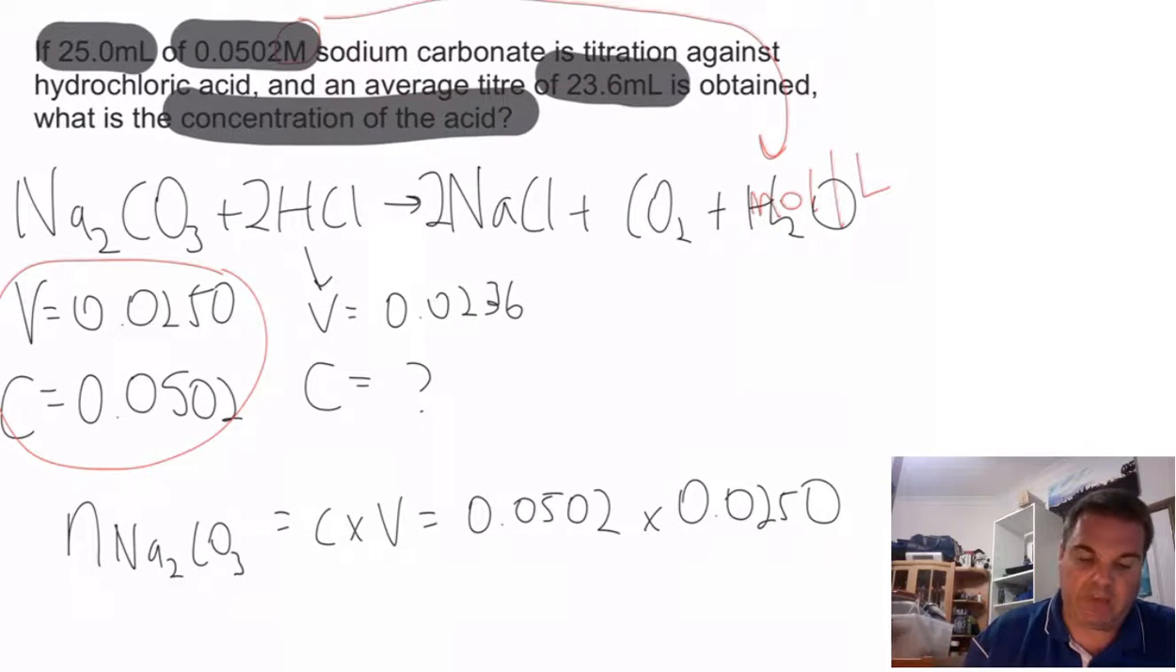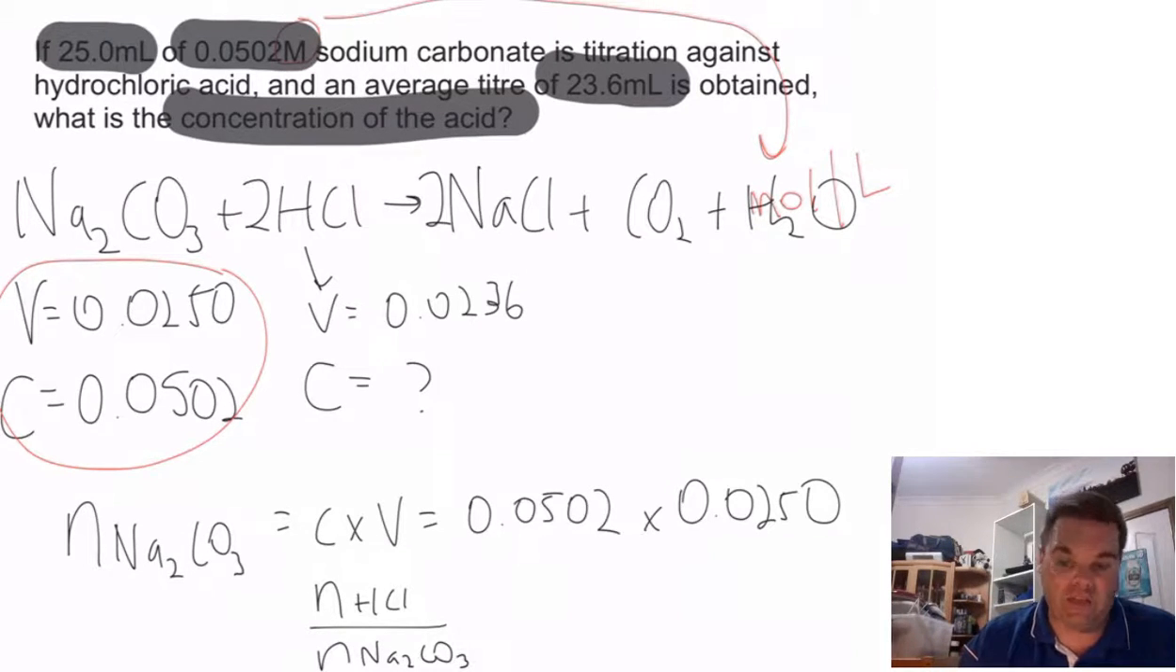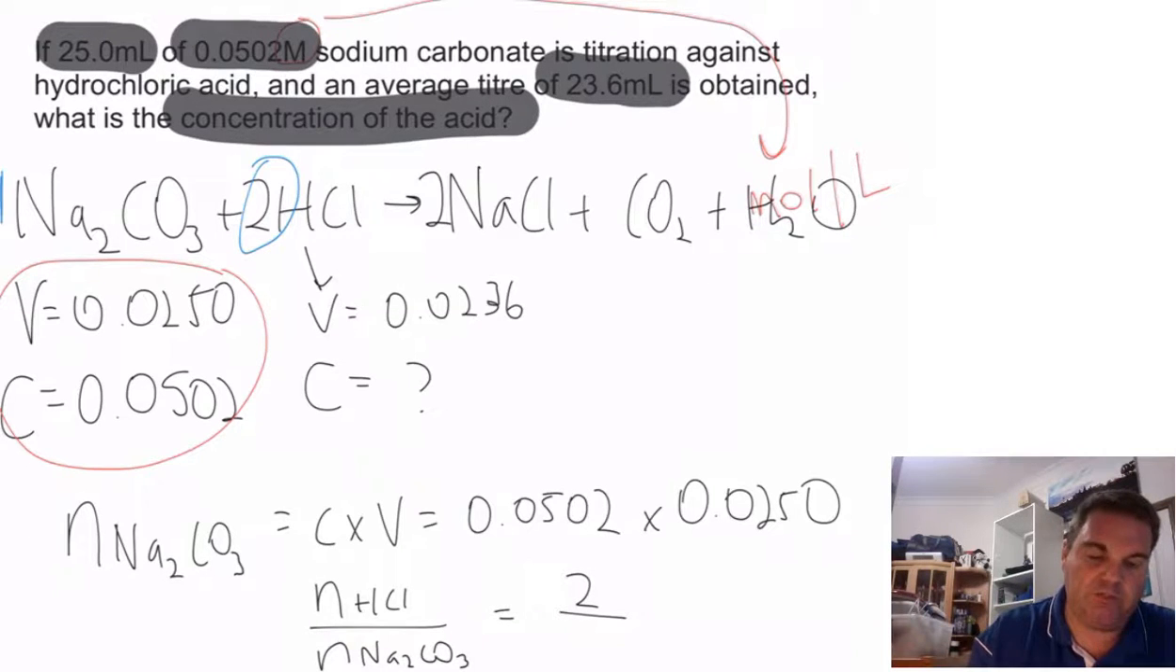Next step is to calculate our mole ratio. We've got our unknown on top, so number of moles of hydrochloric acid, and number of moles of sodium carbonate on the bottom. Looking at the equation, the hydrochloric acid has a 2 in front of it, so it's 2 over, and in front of the sodium carbonate, it's not written, but there's a 1. So 2 over 1 is our mole ratio. And we're going to use these together to get our number of moles of our unknown.